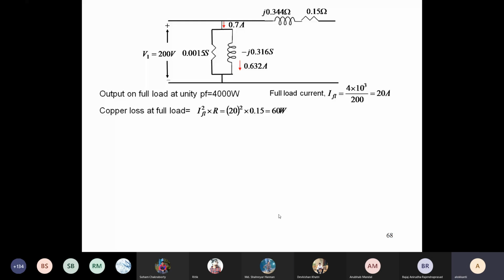Excuse me, sir, why are we referring here to the low voltage side? We can do the other way also, but you see what is the problem? Something is basically given, that it is a step up transformer.